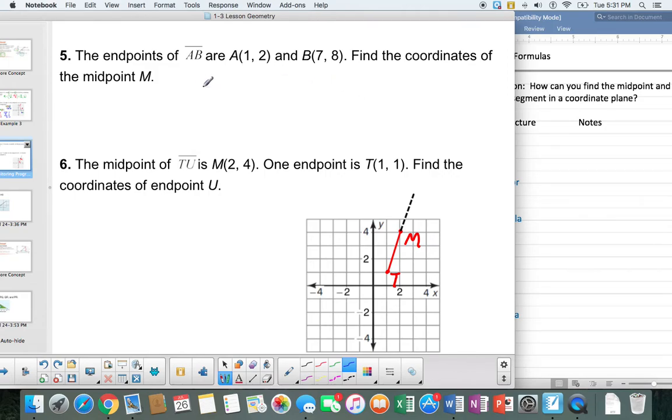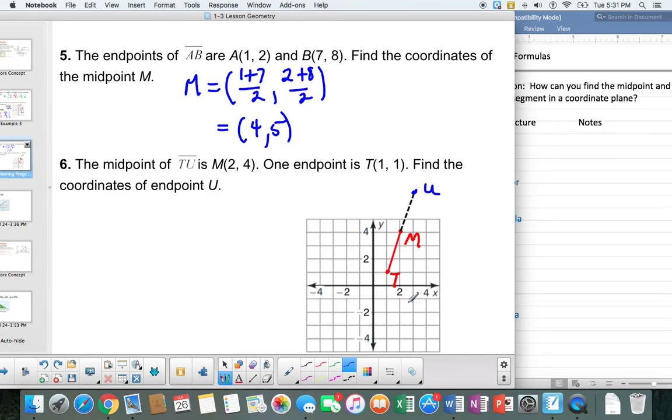Okay, so this particular answer, M, will be equal to 1 plus 7 divided by 2 and 2 plus 8 divided by 2. So the answer will be 4, 5. Now here's one of those problems where the midpoint has been given, one of the endpoints has been given, and we are to find the other endpoint. Now we can go through the process I showed you a few minutes ago, or you can do something else.